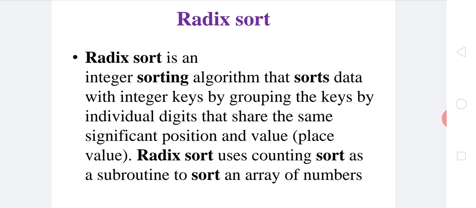Radix sort is an integer sorting algorithm that sorts data with integer keys. It depends upon sorting on the integer keys by grouping the keys, and these keys will be grouped together by individual digits that share the same significant positions and values. Radix sort uses counting sort as a subroutine to sort an array of numbers.